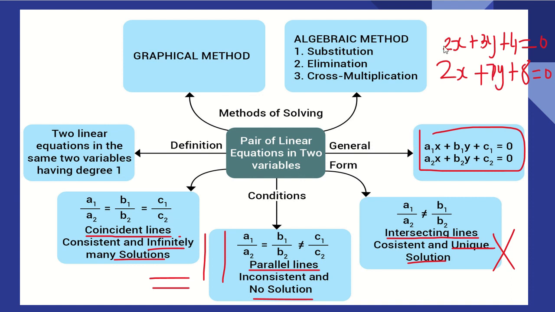As we check, first what can you check? a1 by a2. What is a1? This is a1, this is a2, the coefficients of x. So 2 by 2. We check the three ratios: same for b, 3 by 7, and then 4 by 8. So what answer are you getting here? It's nothing but 1, and here I can't cancel it, and this will be 1 by 2. So a1 by a2 is not equal to b1 by b2. Obviously, it will be an intersecting line and you will have only one solution for this.